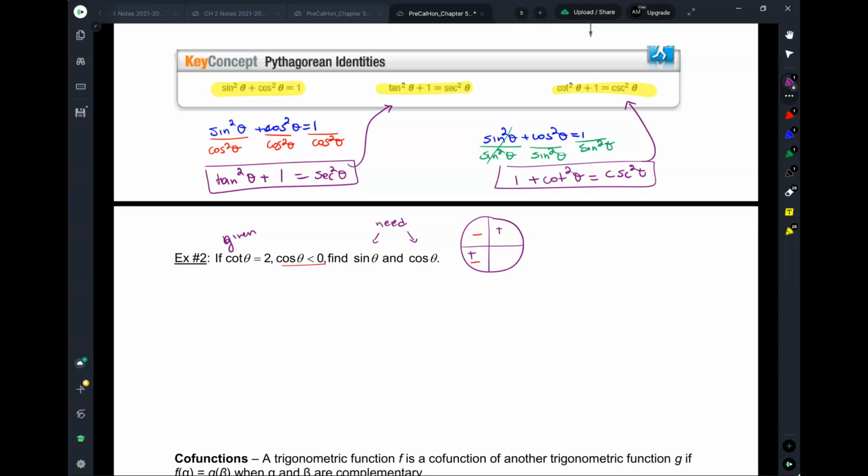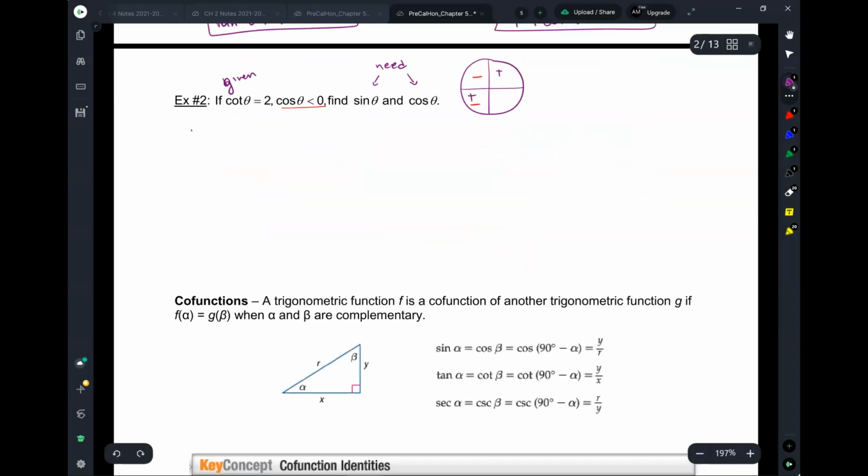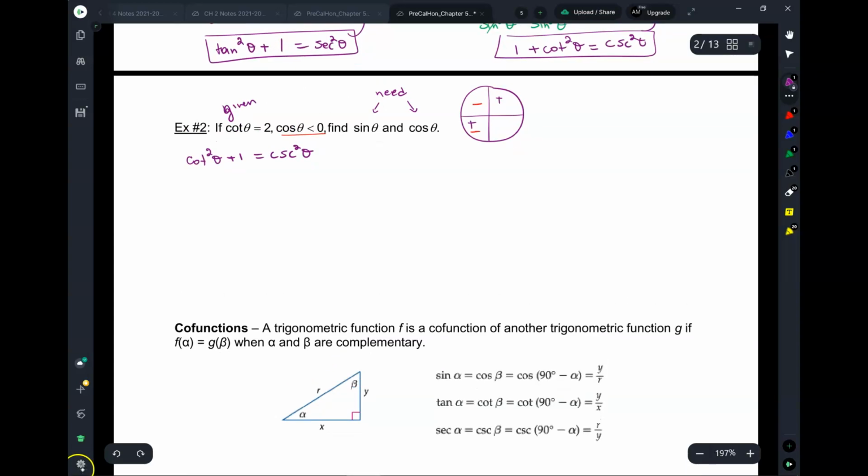Well, the only one where cotangent shows up is this one. Oh, shoot, but that goes to cosecant. Oh, but cosecant is just 1 over sine, right? So I can totally use that one. So that's the one I'm going to use. So let's go ahead and write that. Cotangent squared theta plus 1 is equal to cosecant squared theta. Okay, what's cotangent? 2 squared plus 1 is equal to cosecant squared theta. So here, 5 is cosecant squared theta.